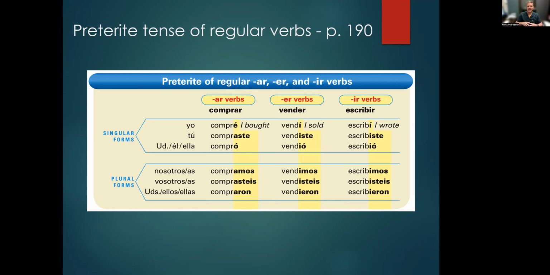Okay, notice on that one, the nosotros form is not the same. In the present tense, it's vendemos. For the nosotros form for ER verbs, it's emos. In the preterite tense, it's imos, imos. Okay, let's look at the verb escribir, a typical IR verb.